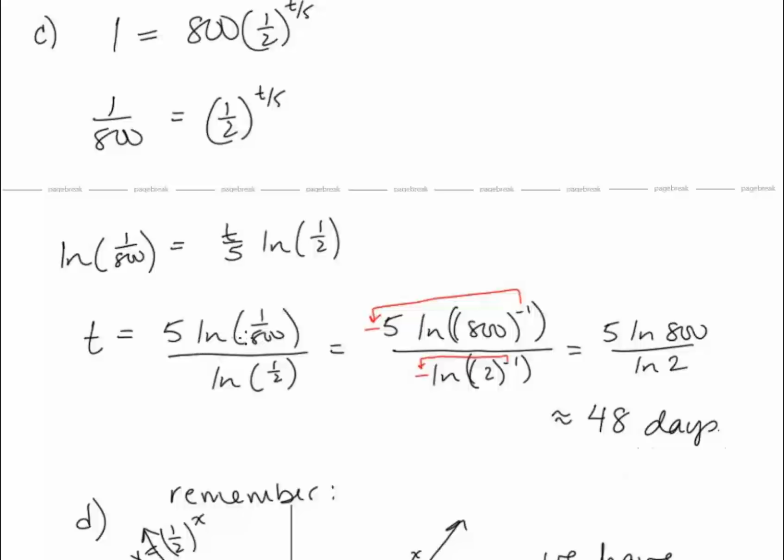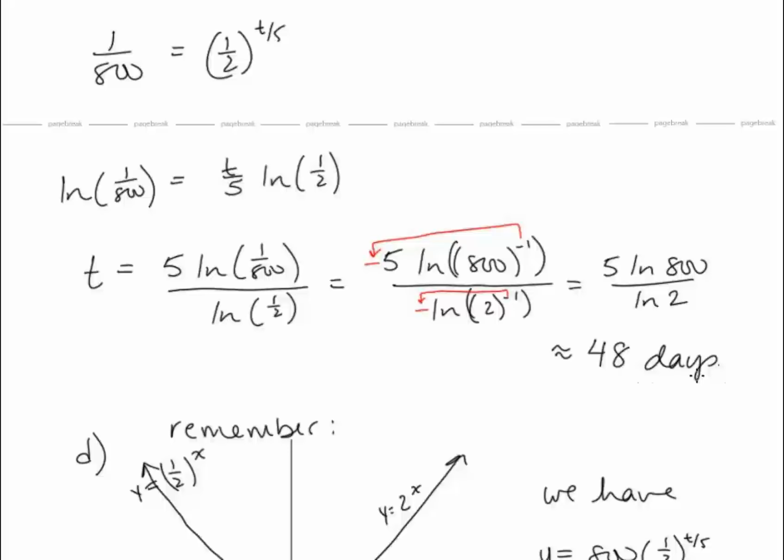But notice we have ln of 1 over 800 and ln of 1/2 in here. We could simplify this a bit. 1 over 800 is 800 to the negative 1, and 1/2 is 2 to the negative 1. So in each of these logarithms, we could take out these negative signs in front, and they'll cancel each other. So this is the same as 5 ln of 800 over ln 2. And that's approximately 48 days.